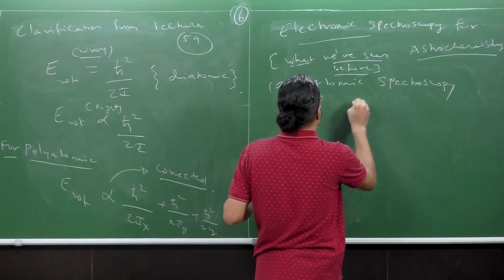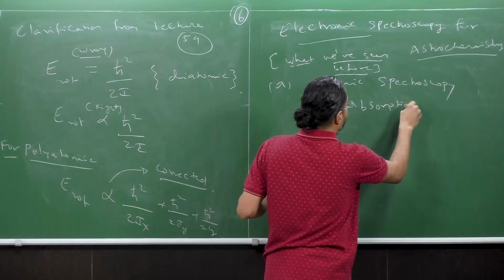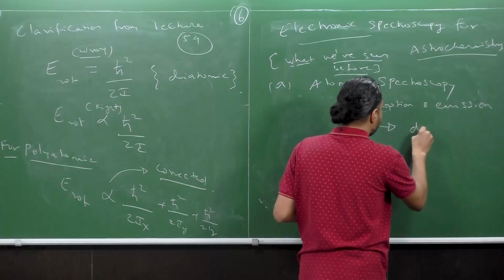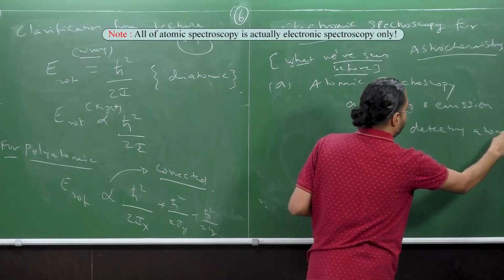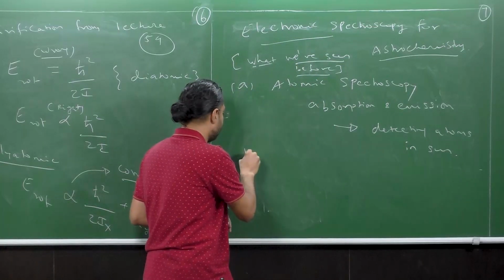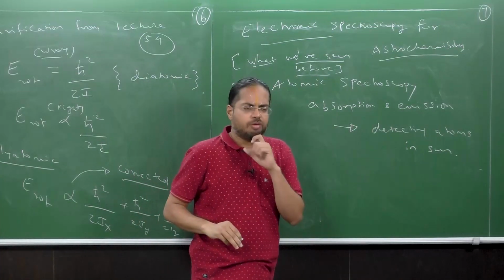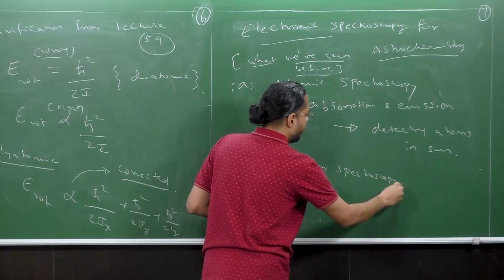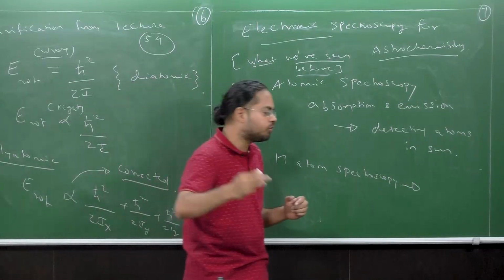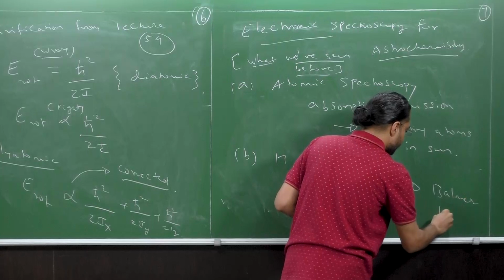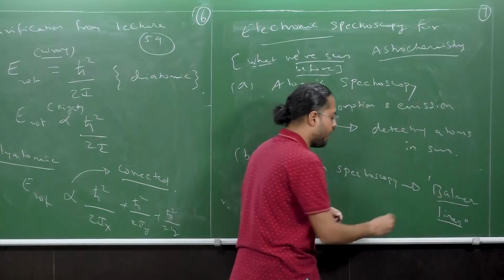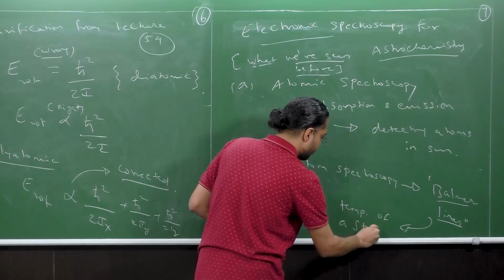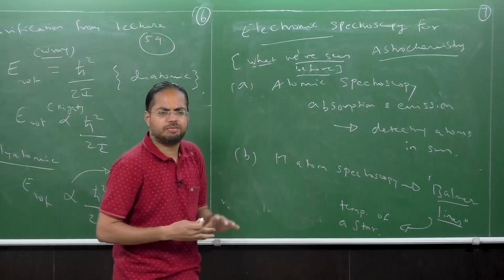Okay, right? We looked at what is absorption and emission, and how this was useful in detecting atoms in the sun. Okay, right? So followed by this, we also had a discussion on hydrogen atom spectroscopy, right? Wherein we in particular discussed the significance of the Balmer lines, right? And how that could be used to obtain the temperature of the star.